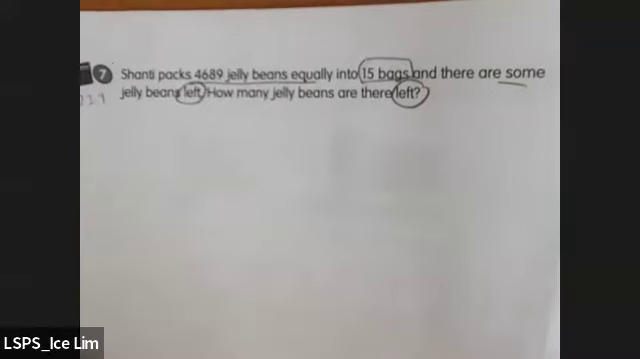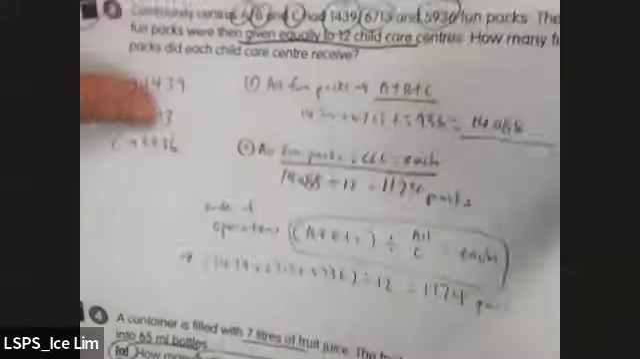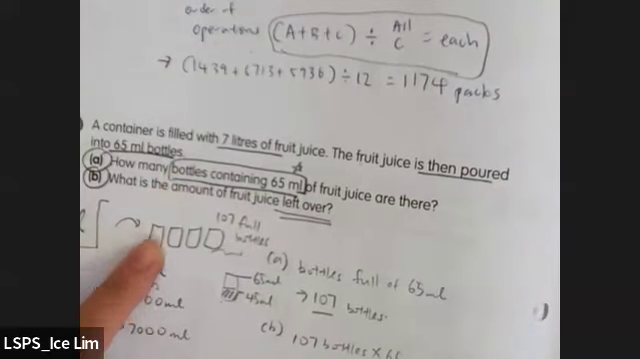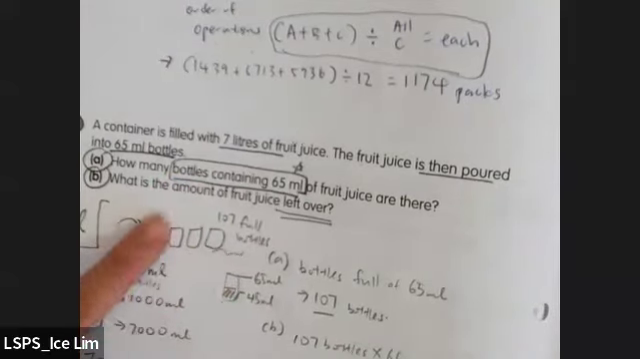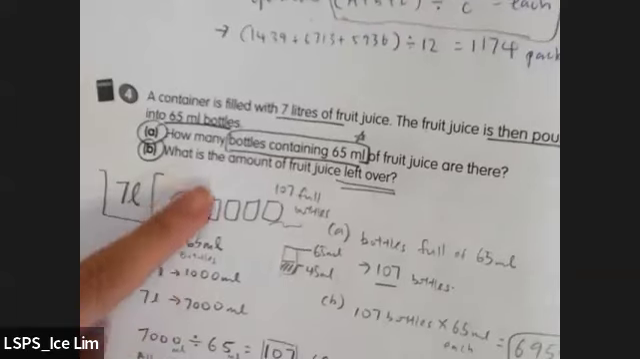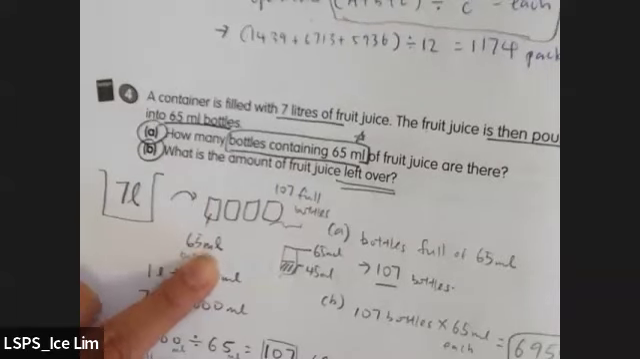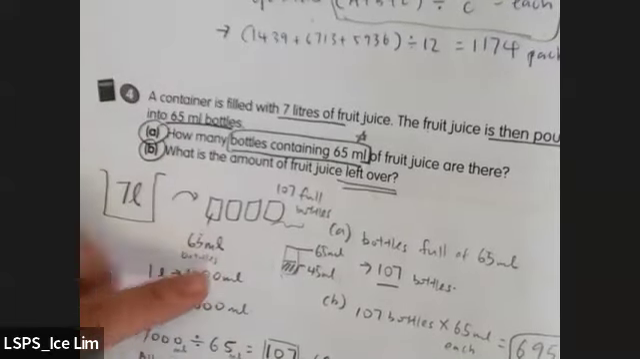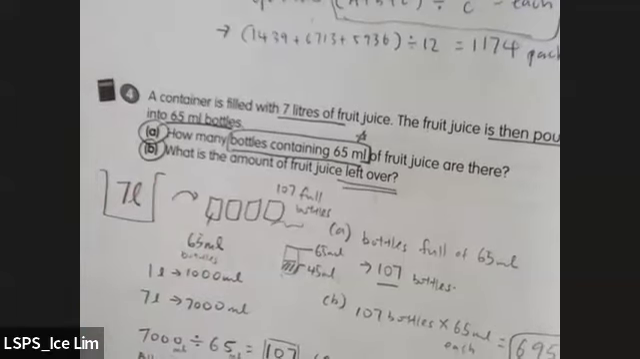So the story just now is that I am going to fill the bottles. One bottle is 65 milliliters. Don't know how many bottles I'm going to use. The fruit juice goes into the bottles. This one is a bit different.